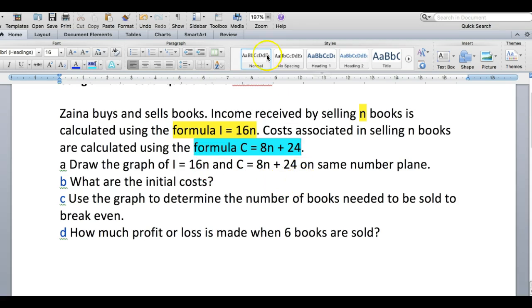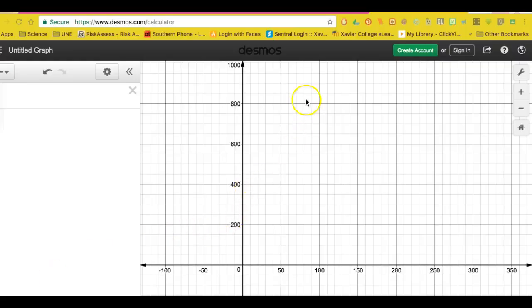To draw my graphs, I'm going to use this program called DESMOS. It's an app on your devices and it's a website on your computers, on your laptops, and I'm going to be able to write in and draw my different graphs. In this space, I can write in the formula that I'm needing. So my first formula is my income, and from my book it says I equals 16n.